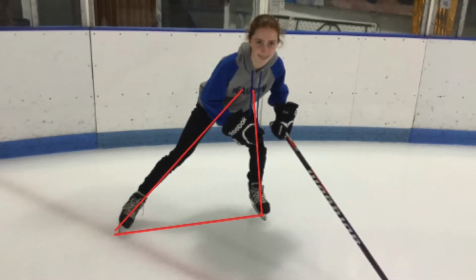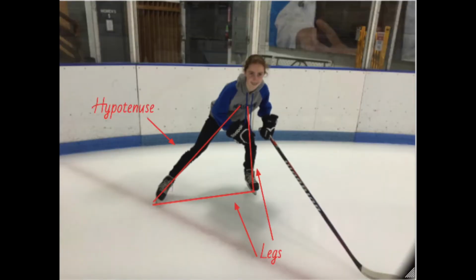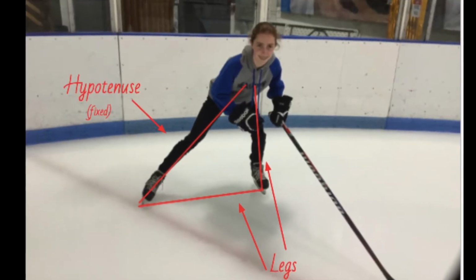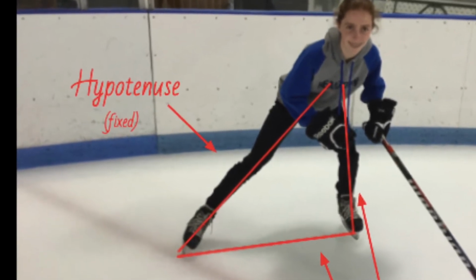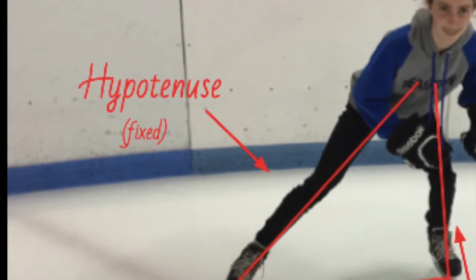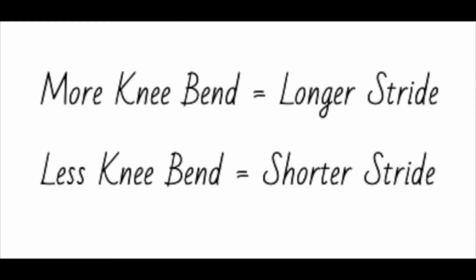It is also important to note that the two shorter sides of a triangle, the legs, cannot add up to be greater in length than the hypotenuse of the triangle, because if this was so, the triangle would not be able to form. In your skating stride, you are working with a fixed hypotenuse, which is your leg, meaning that, sadly, you can't make your leg longer or shorter. Therefore, the more you bend your knee, the longer your stride will be, in a direct proportion.